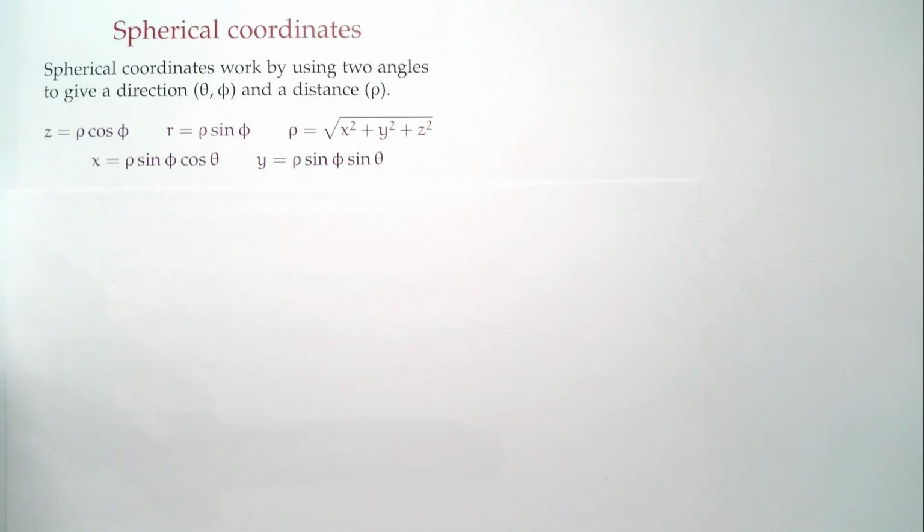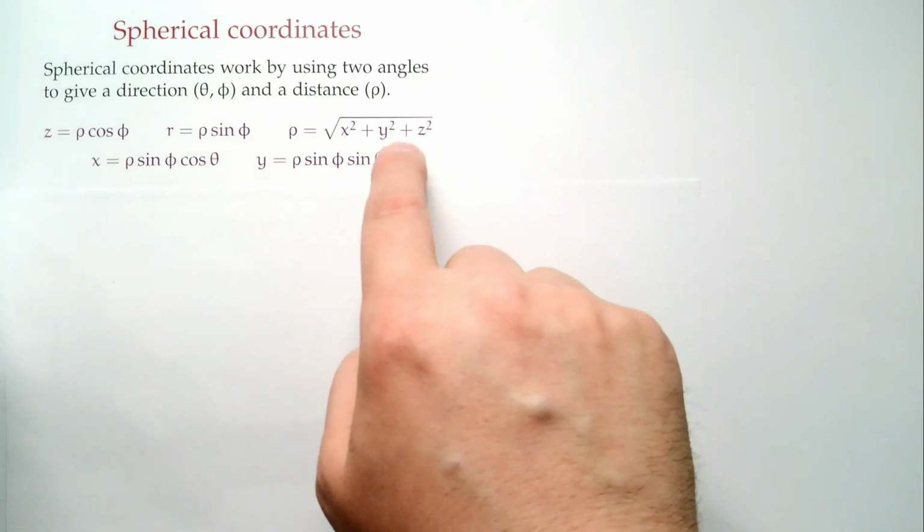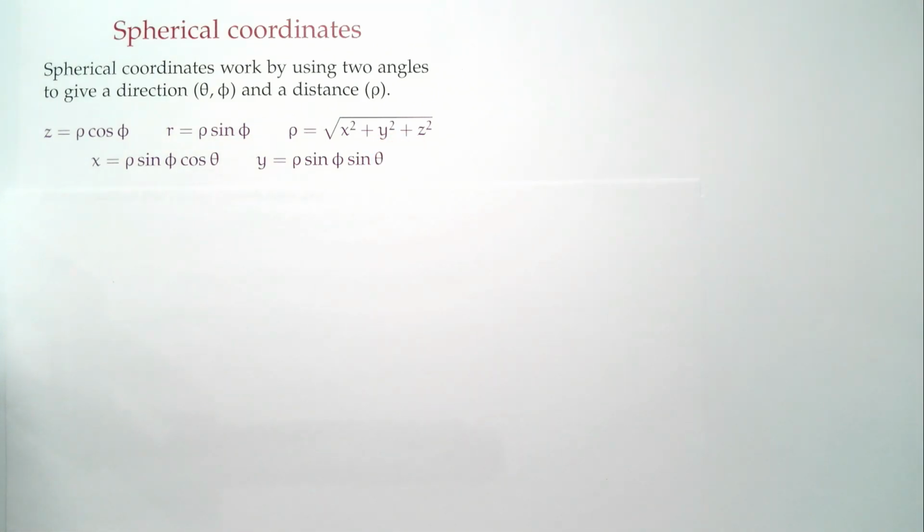Then you have this collection of various formulas. Now, we talked about these way back in one of our very first sessions this semester. So, time to remember. z is rho times cosine phi, and rho is the square root of x squared plus y squared plus z squared. Ah, that's handy. We might need that soon.